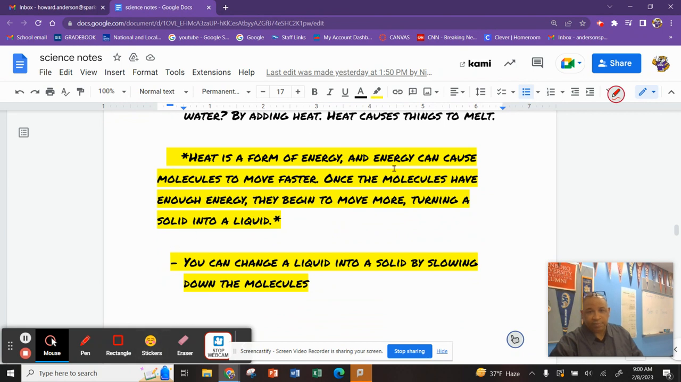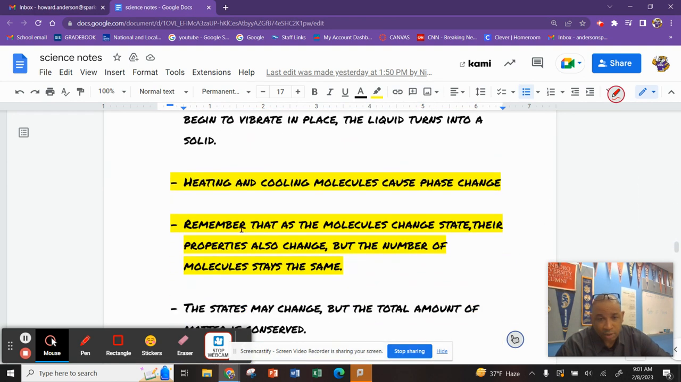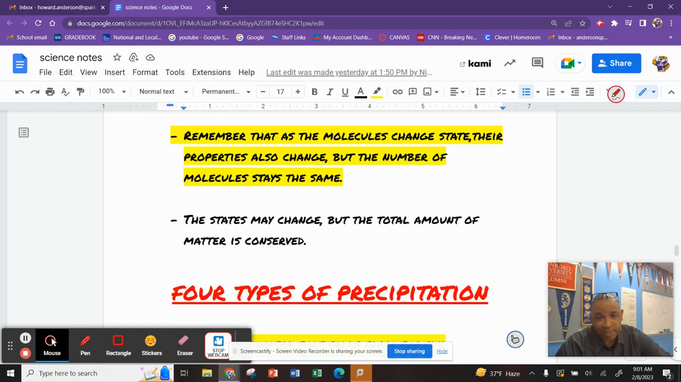Heat is a form of energy. This one right here is basically saying when you add heat to something, the molecules move faster and faster and faster. When you remove the heat, they tend to move slower. We repeated this a couple times during the last week and a half. Actually, almost 2 weeks now. So make sure the kids know when you add heat, the molecules move faster. When you remove heat, the molecules move slower. Heating and cooling molecules cause phase change. I repeated that a couple times in this different form.